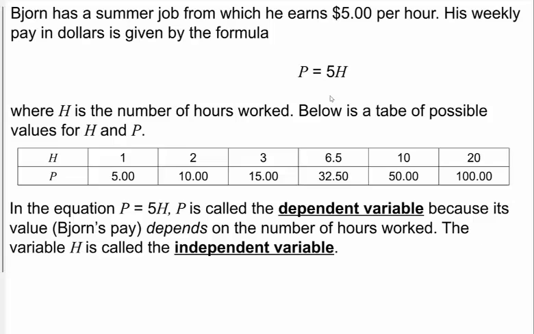In the equation P equals 5H, P is called the dependent variable because its value, his pay, depends on the number of hours worked. The variable H is called the independent variable. It doesn't depend on the pay. The pay depends on how long he works.